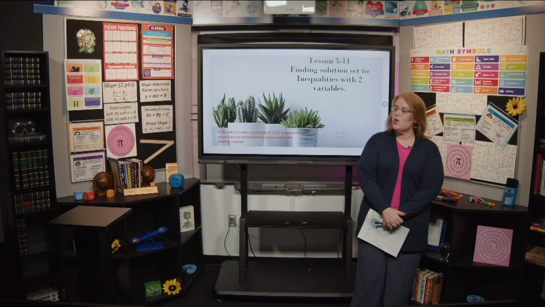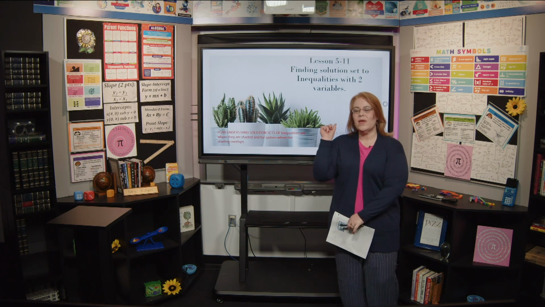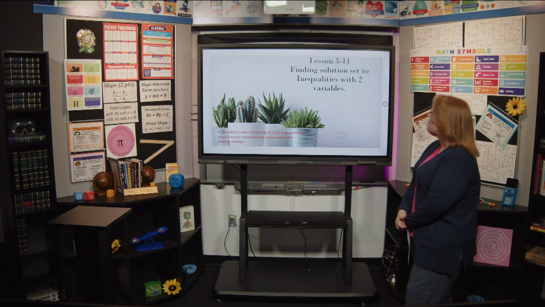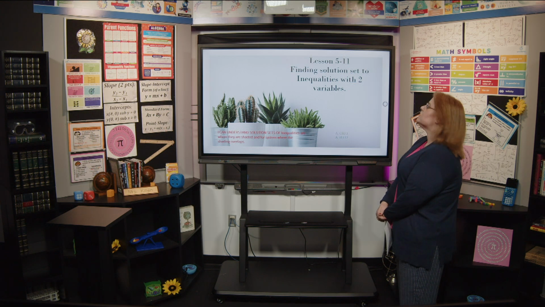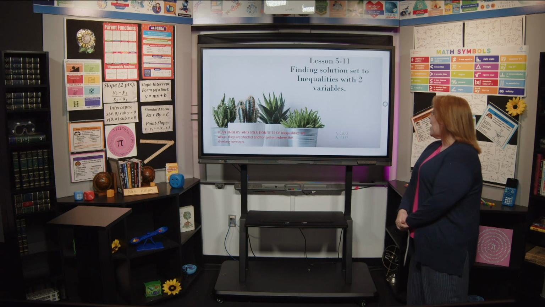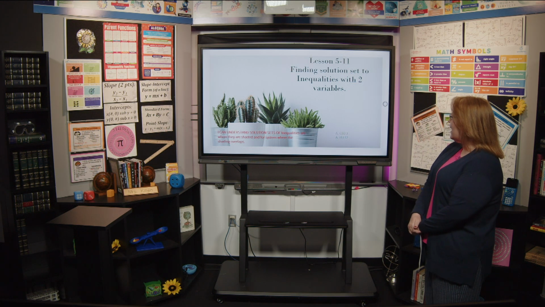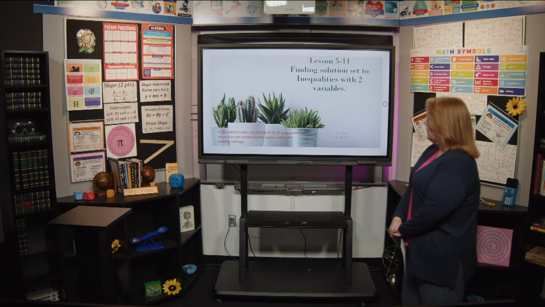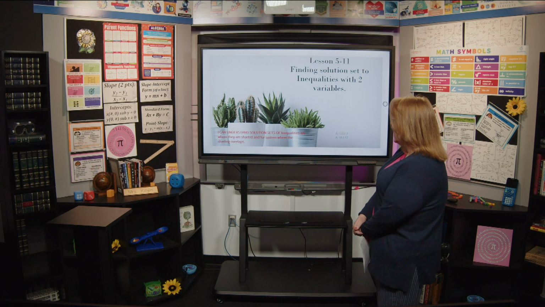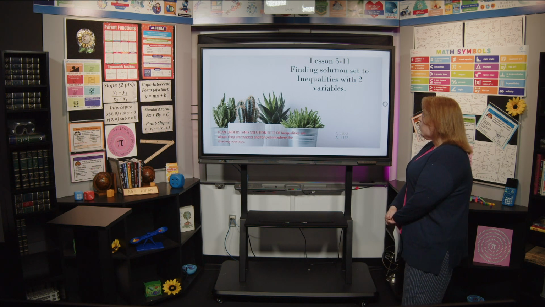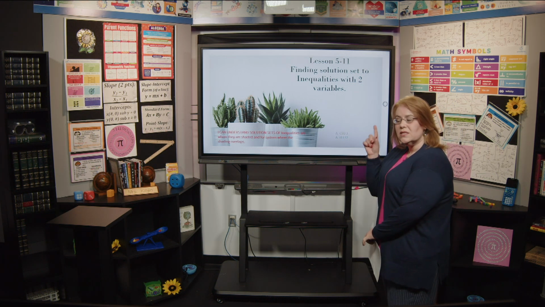I am Ms. Killen. We're looking at some more Algebra 1, and we are into lesson number 11 of Chapter 5. We're finding solution sets to inequalities with two variables. We're looking at our standards CED 3 and REI 12. I can understand solution sets of inequalities are where they are shaded, and for systems, where the shading overlaps. So let's look at some problems.